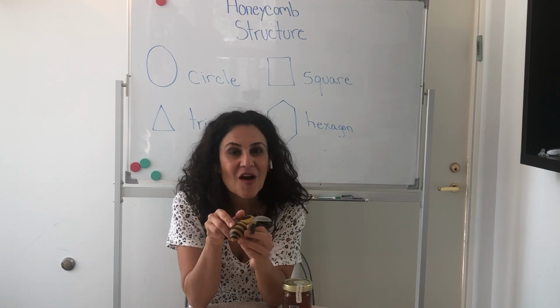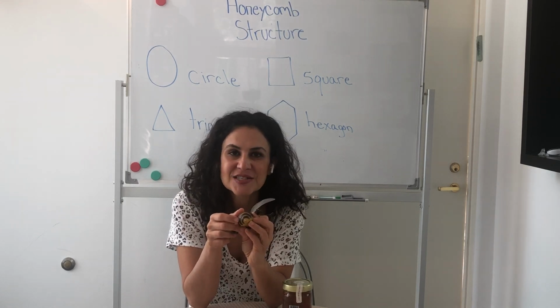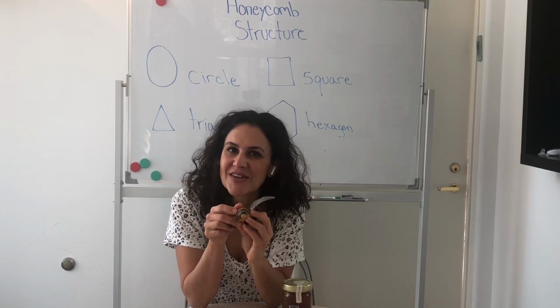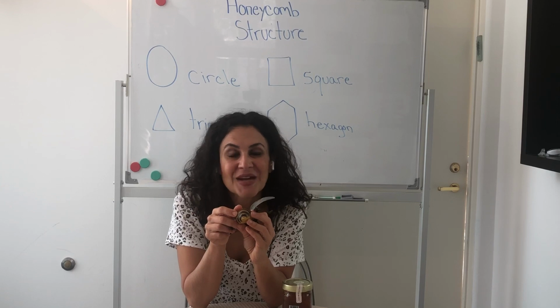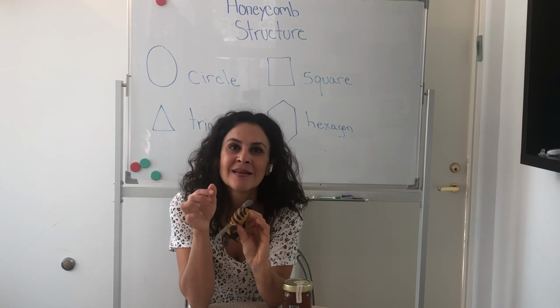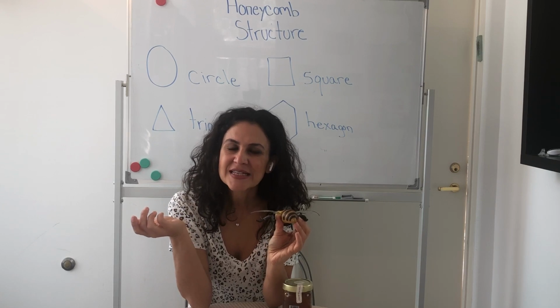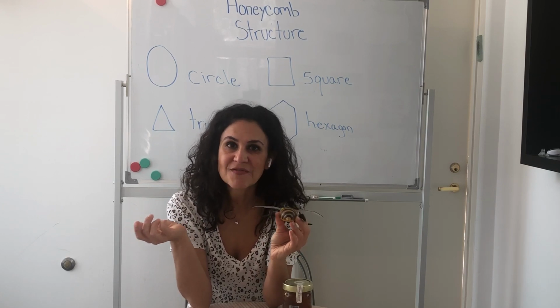Did you know that not all bees have stingers? Actually, it's only the females that have a stinger. The males don't have a stinger. Now the female bees, you might know that they die after they sting a human. And that's true, that's a fact.